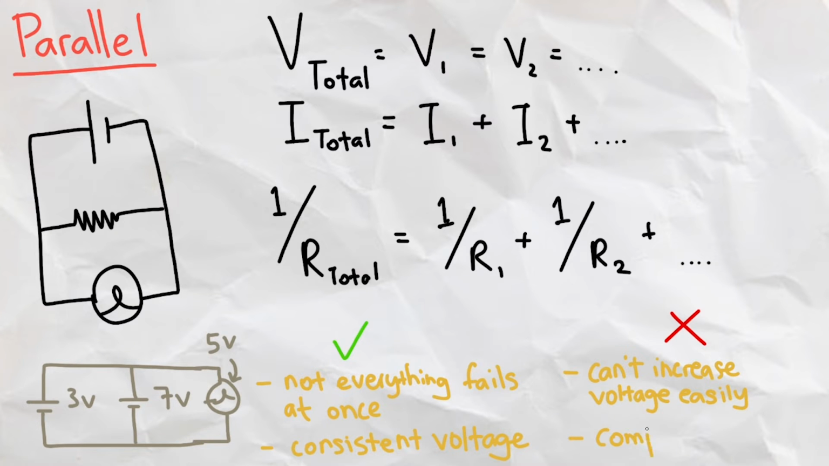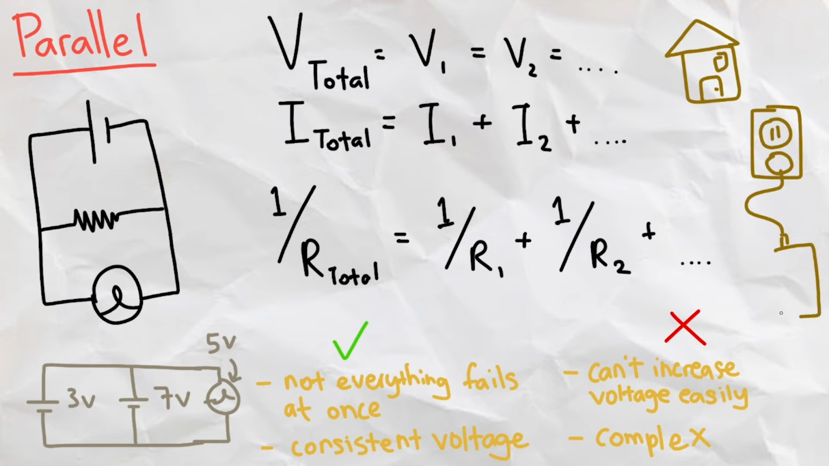Parallel circuits also are more complex and take a lot more wiring than series. We use them in our homes to power different appliances, as you can just plug in and unplug your phone anytime without stopping the power to your entire house.